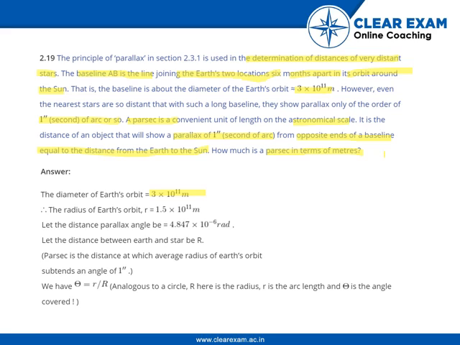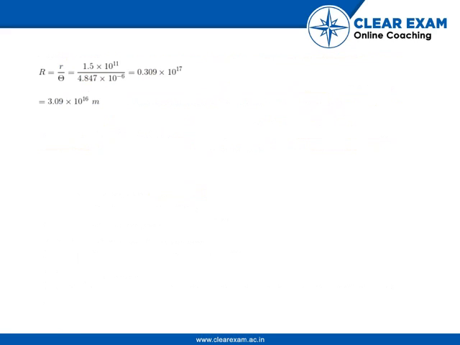second of arc. As we have theta is small r by capital R, analogous to the circle, where capital R is the radius, small r is the arc length, and theta is the angle covered. Therefore, capital R is equal to small r by theta. Putting the values, we get 0.309 × 10^17, or we can say it as 3.09 × 10^16 meters is the parsec.